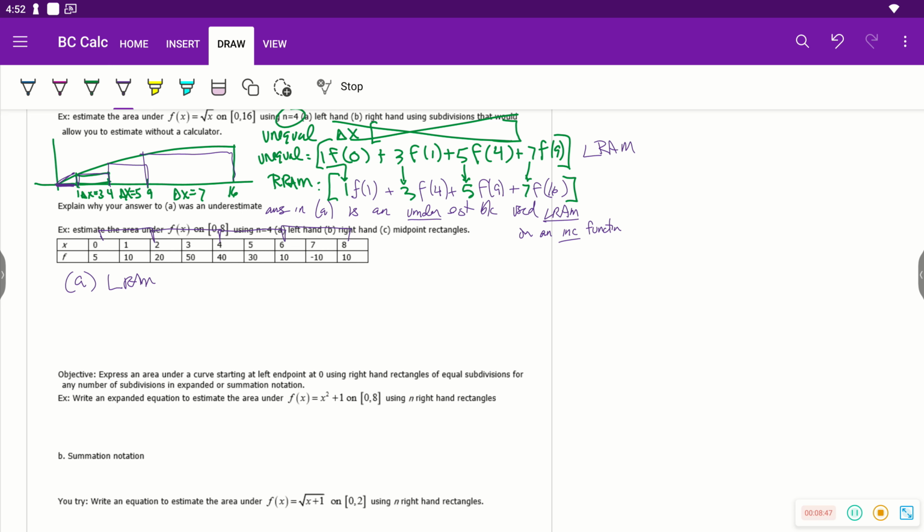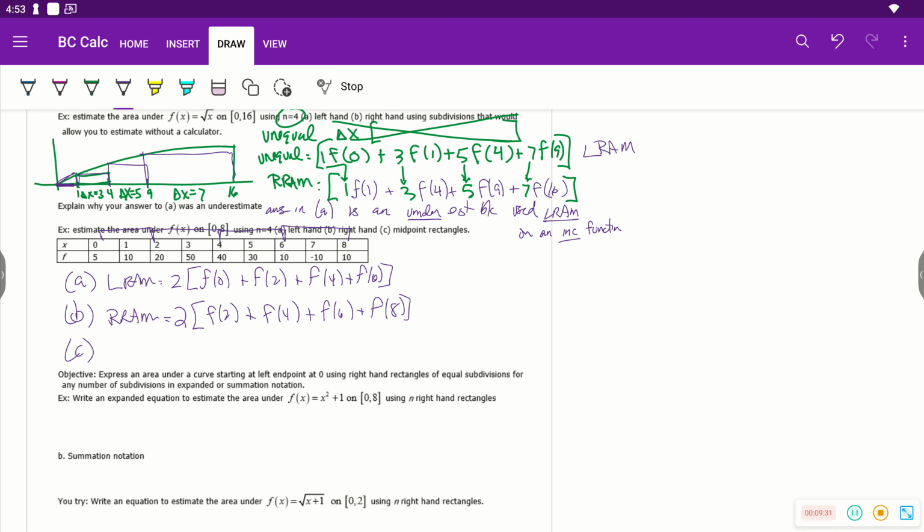Now, I technically could use 8 rectangles for A and B, but it says use 4, so I'll use 4. And I'm getting then a delta x of 2. It's an equal base, so I'm factoring that out. And then my LRAM, or my heights rather, are f at 0, f at 2, f at 4, and f at 6. RRAM, if you haven't done it already, do that one. Okay, so it's the same base, 2, and f at 2, f at 4, f at 6, and f at 8.